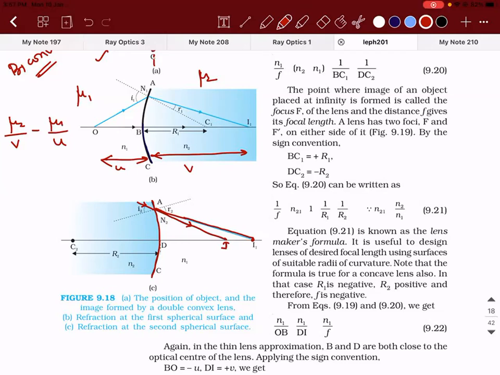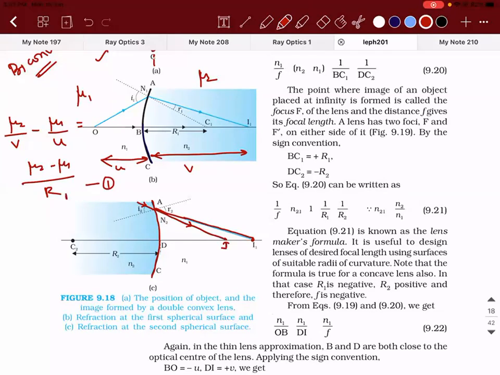So mu1 is the refractive index of the medium in which the object is kept, is equal to mu2 minus mu1 divided by r. So mu2 minus mu1 means mu2 is the refractive index of the medium where the image is obtained, and mu1 is the place where the object is placed. Am I clear with this? So this is the formula for the refraction at the first spherical surface.